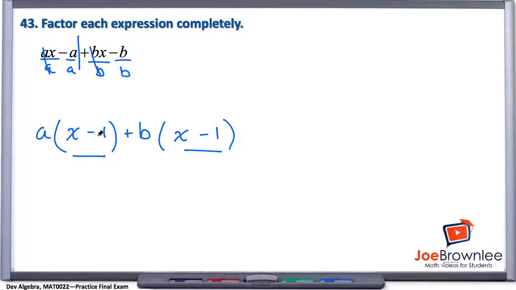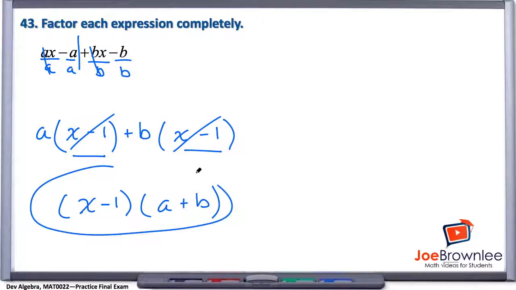So go back and either check the way that you factored your GCF, or maybe in some cases you have to rearrange the order of the terms in order to get them to factor nicely. But in this case, our parentheses match, so we can go ahead and pull out what was inside the parentheses. When we do, that leaves us with A plus B. And there we have it, our final answer, factored form for number 43.